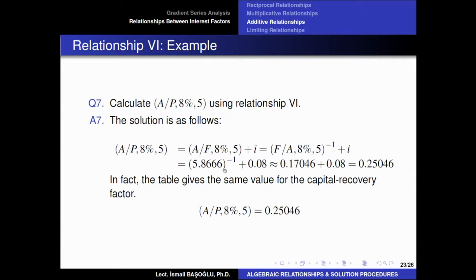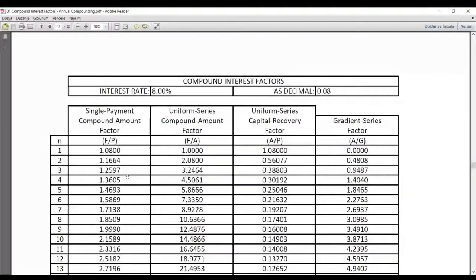And the multiplicative inverse of the compound amount factor, we are interested in the sinking fund factor. The sinking fund factor is equal to 0.17046. And if you add the interest rate as a decimal to that, you will get 0.25046. And that is the A over P value under 8% interest rate for 5 years. Now let's check these values, 5.86 and 0.25, from the table. If you go back to the 8% table for the fifth row, you get 5.8666 and 0.25046 here. So this relationship is actually true.